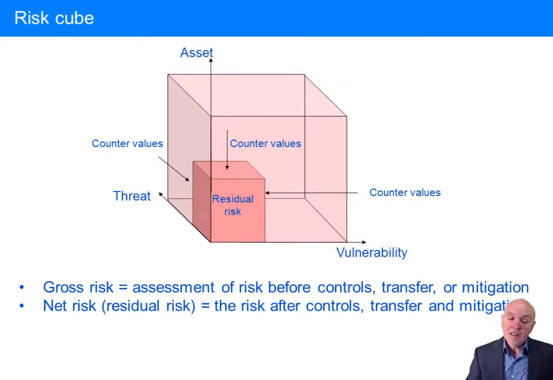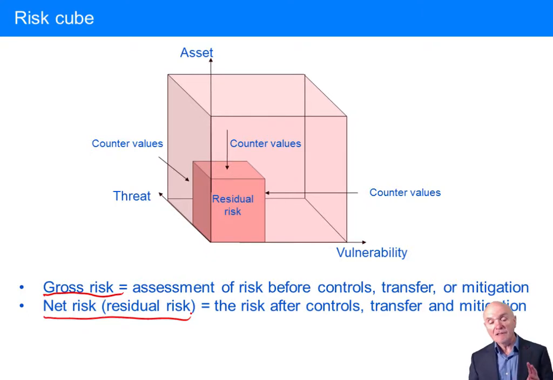Risk cube is quite an interesting way of thinking how we could reduce the risk. This is really looking at almost the treatment of the risk here. Again, there are two definitions you need to use here. First of all, there is gross risk. That is the assessment of the risk before any controls or transfer, any mitigation steps are taken at all. And then by taking various mitigation steps, you can reduce that risk down to a net risk or a residual risk.